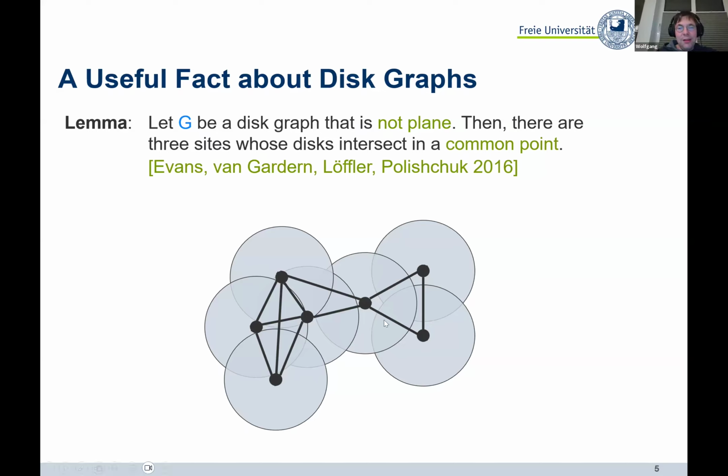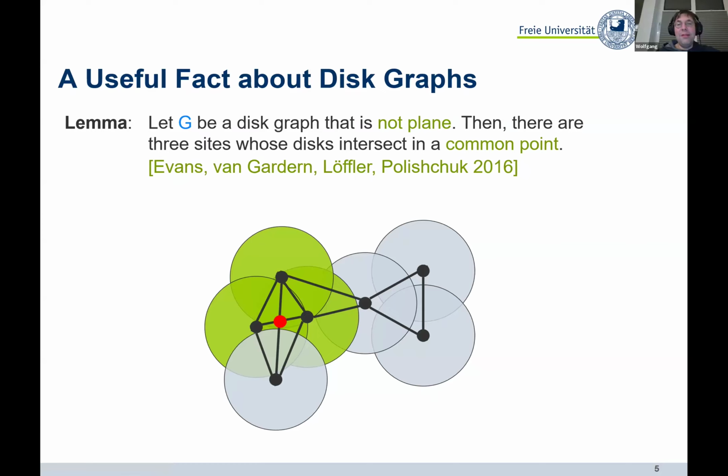So here's a disk graph. I hope I didn't forget any edges. And the edges are drawn as straight lines, as line segments. And here we see it's not plane because there exists an intersection. And then we see there have to be 3 disks that have a common point, actually this intersection point in this case.